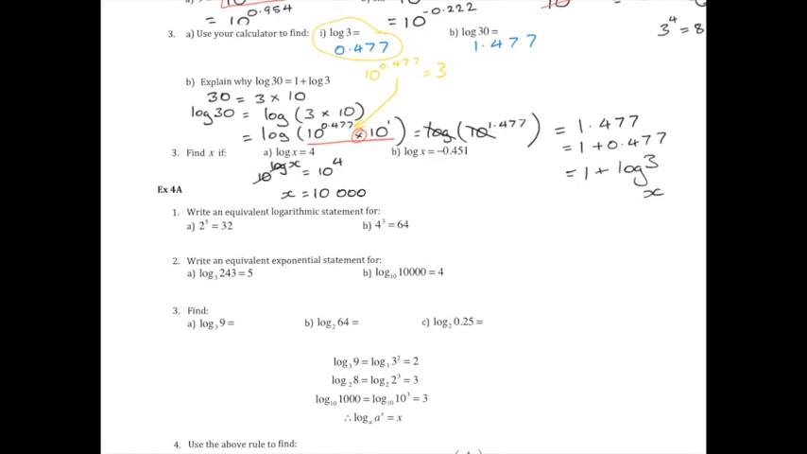Same thing with the next one. If log of x equals negative 0.451, if I put both to the power of 10, the 10 and the log cancel out, and x equals, now I'm going to put all of that in my calculator and see what I get. And I get 0.354 to 3 significant figures. Okay, now girls, all of that corresponds to exercise 4A.